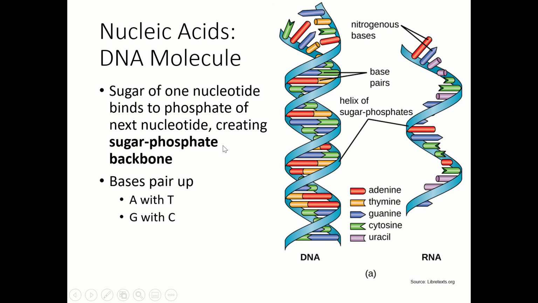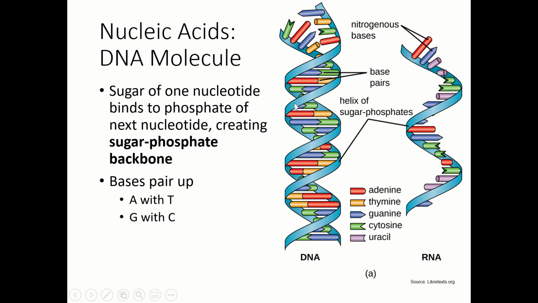In a DNA and RNA molecule, the sugar of one nucleotide binds to the phosphate of the next nucleotide. And that creates what we call the backbone. It's called the sugar phosphate backbone. And it creates the structural part of the helix. Then in DNA, the bases pair up in a specific way. A always binds with T, G always binds with C.